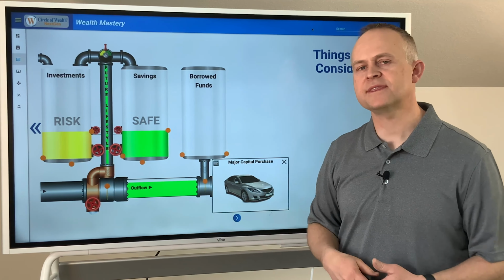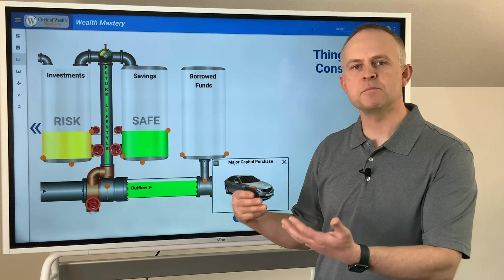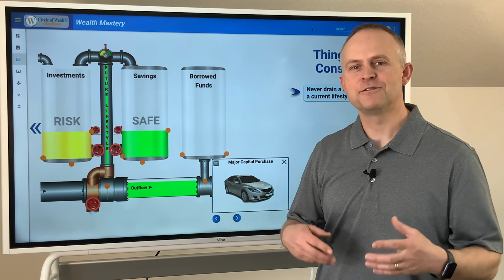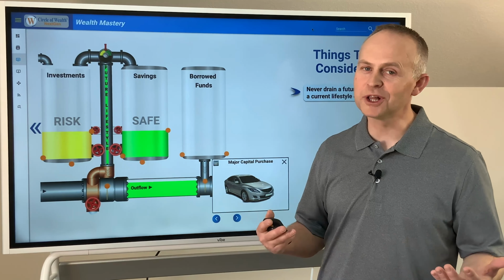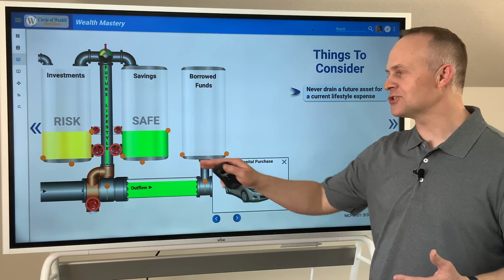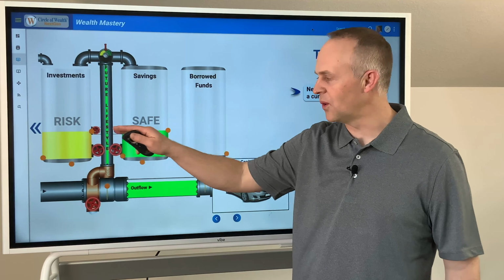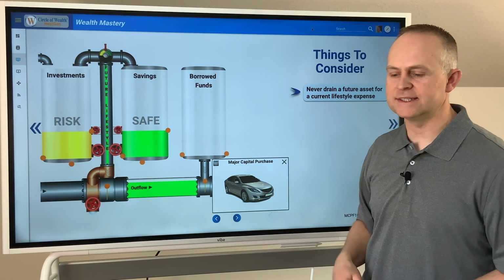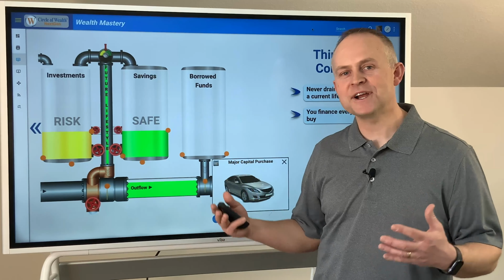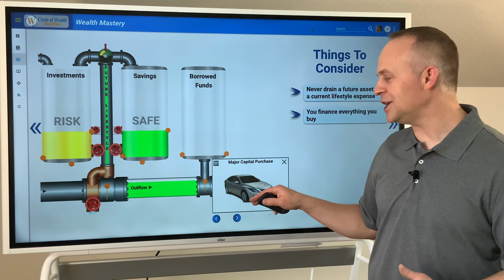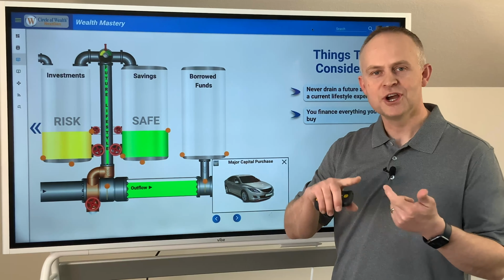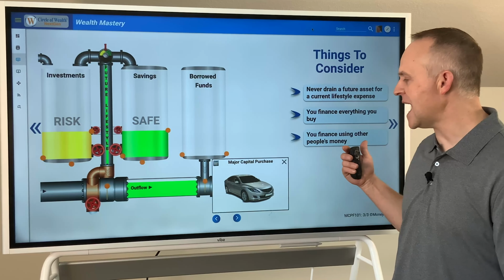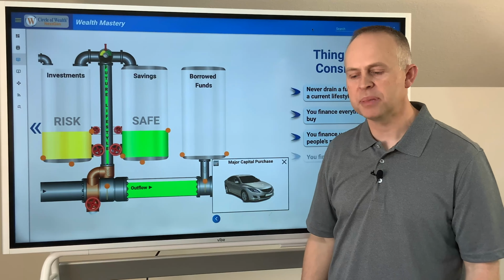All right, so what are some of the things to consider when you're paying for a major capital purchase? Well, never drain a future asset for a current lifestyle. That's a rule of thumb that you should follow. Never drain a future asset, whether it's this tank or this tank. Don't drain a future asset for a current lifestyle expense. All right, you finance everything you buy. Every major capital purchase, whether it's college, a car, a wedding, whatever the case may be, you are going to finance it. You are either going to pay cash or you're going to use other people's money, right?